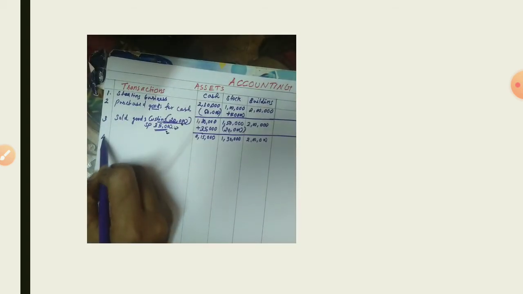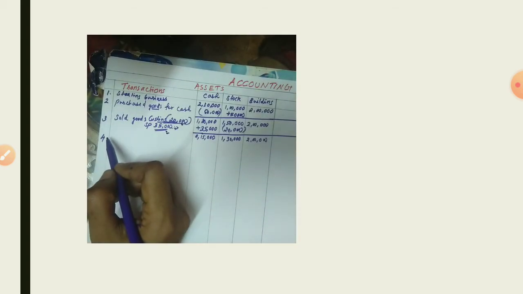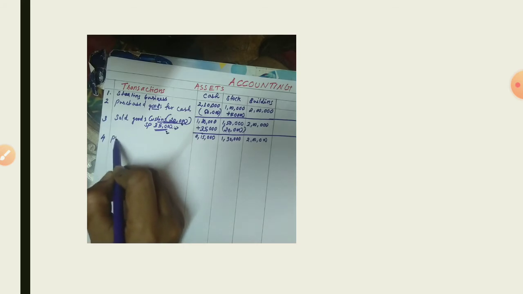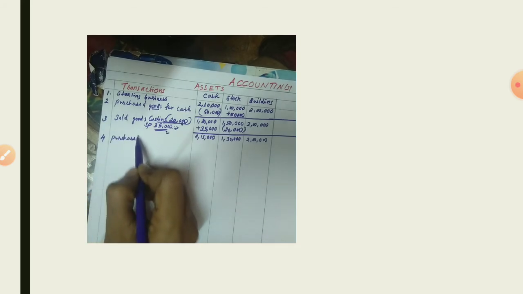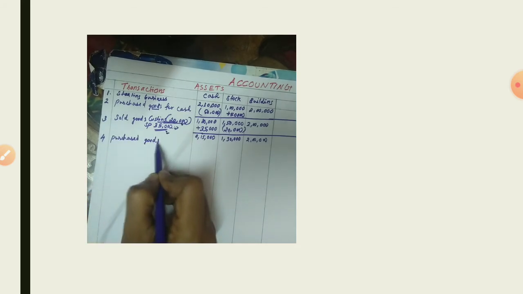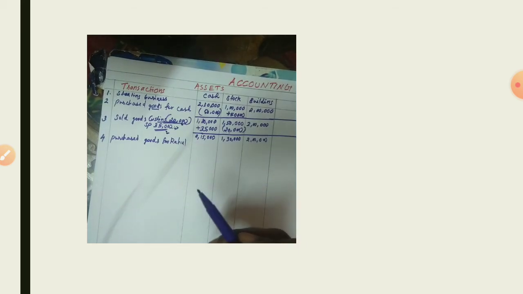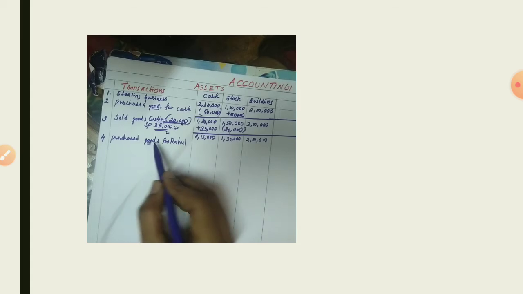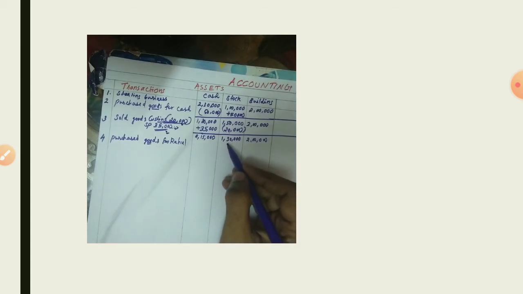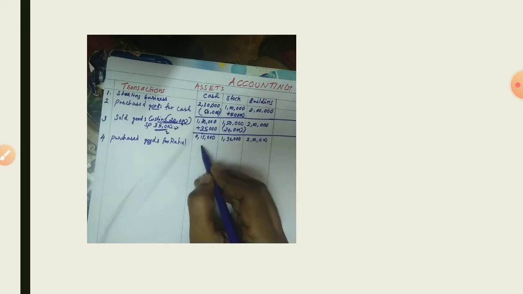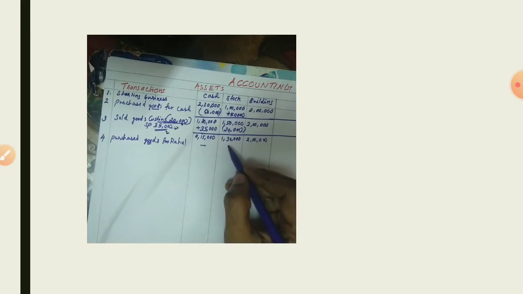Okay, now again the next transaction. Next transaction is purchased goods from Rahul. Whenever a name is given, remember money has not been paid. We purchased the goods, which means stock came to the business. How much is the value? 55,000. We are purchasing from Rahul and we told them, now I don't have money, I'll pay you afterwards. So money position no change because no money is involved.